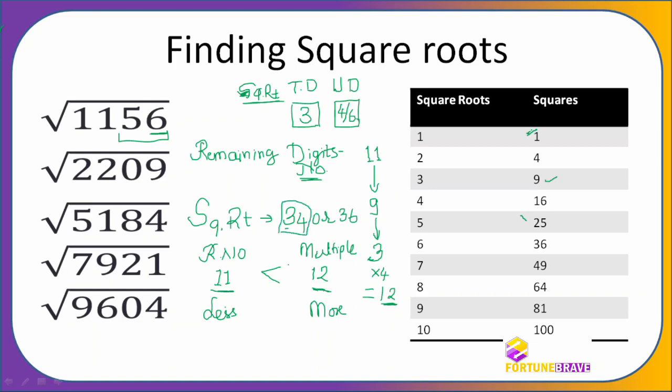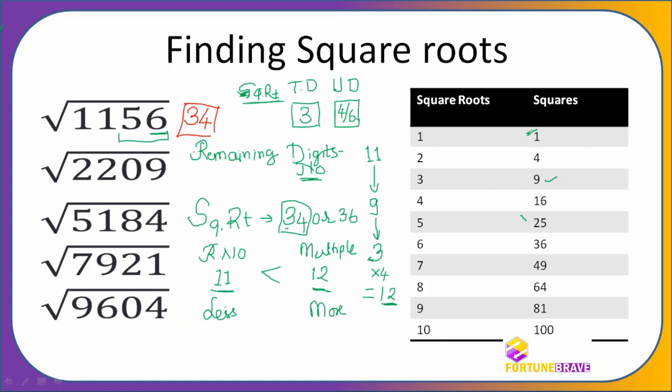Then you have to take the lesser number. So therefore, the square root of this number is what? 34. 34 is its square root. Is it clear, my dear friend?